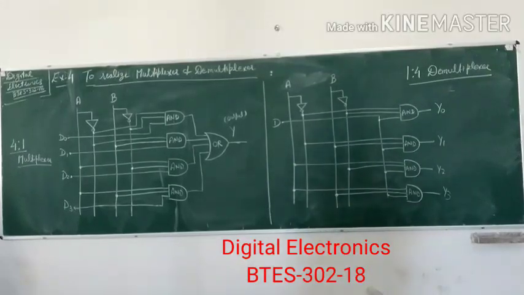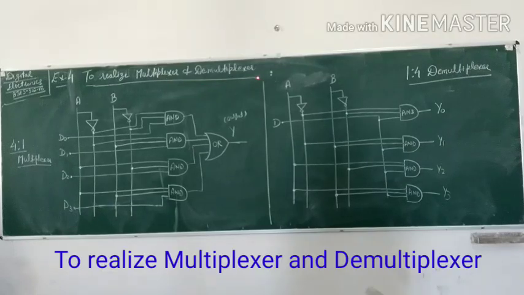The next practical for the digital electronics subject is to realize the multiplexer and demultiplexer. A multiplexer receives multiple signals and produces the output over a single channel, meaning any of the inputs will be processed and given over a single output channel, whereas a demultiplexer receives a combination of signals from a single channel and separates it over a number of channels.